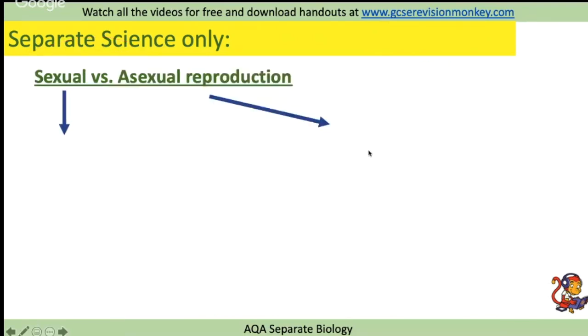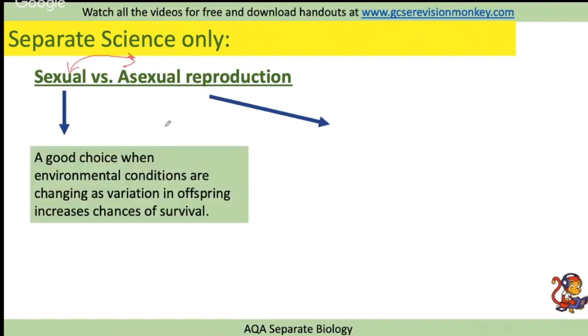A little bit on sexual versus asexual reproduction. I touched on it earlier, and you might need to talk about it in terms of why organisms will choose to do sexual or asexual reproduction at different times. Some things like fungi can switch between doing sexual and asexual reproduction depending on the conditions of the atmosphere.